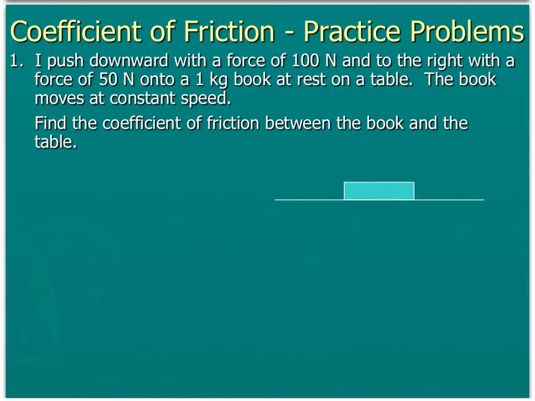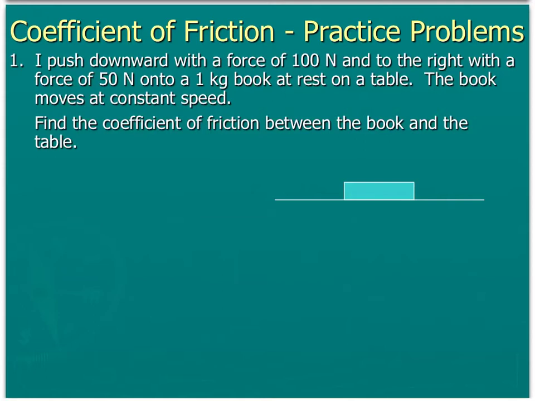All right, in practice problem number 1, I'm pushed downward with a force of 100 newtons and to the right with a force of 50 newtons onto a 1 kilogram book that's at rest on the table. The book moves at a constant speed. Again, we're going to be solving for the coefficient of friction between the book and the table. So let's draw our free body diagram here.